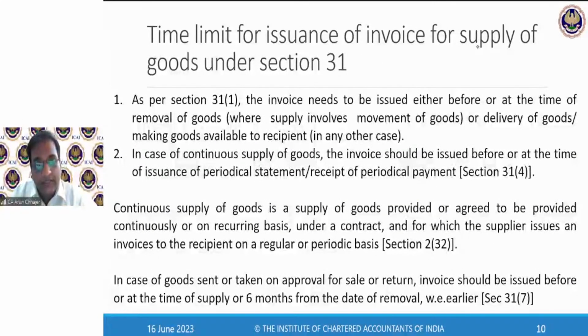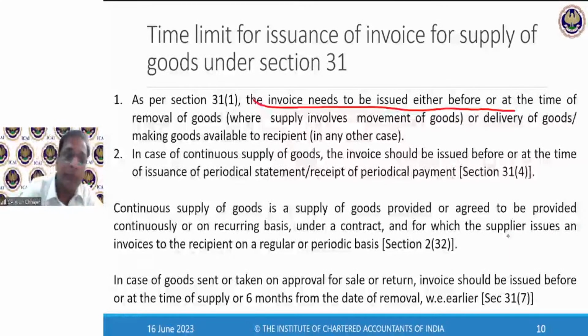Now the point comes that according to Section 31, when I need to issue the tax invoice, the first is the actual date of invoice, and the second is the last date to issue the tax invoice. What is the last date to issue the tax invoice? It is covered by Section 31. It says that the invoice needs to be issued either before or at the time of removal.